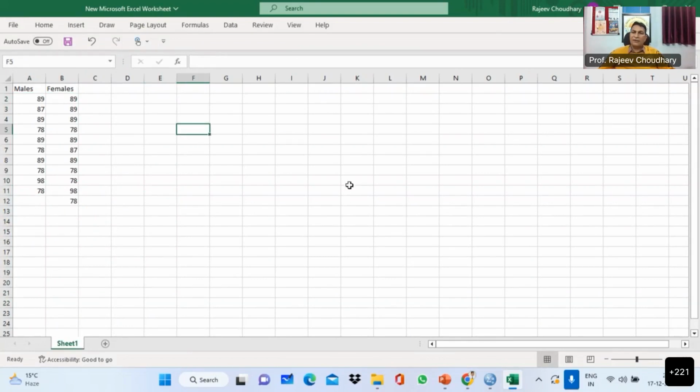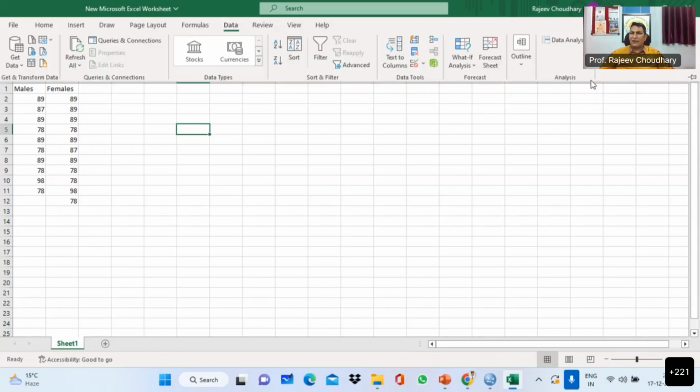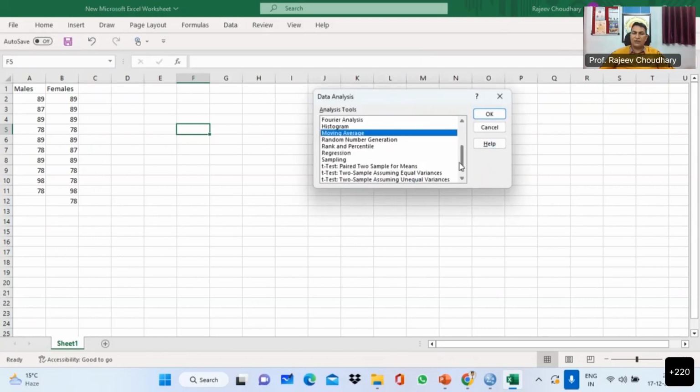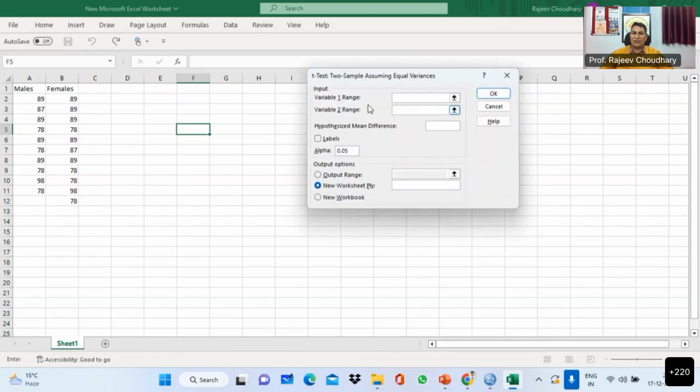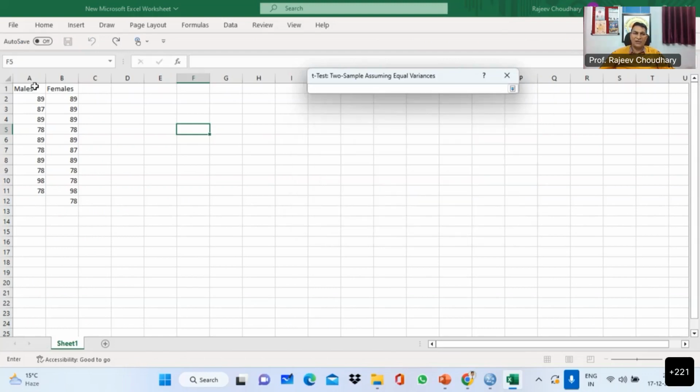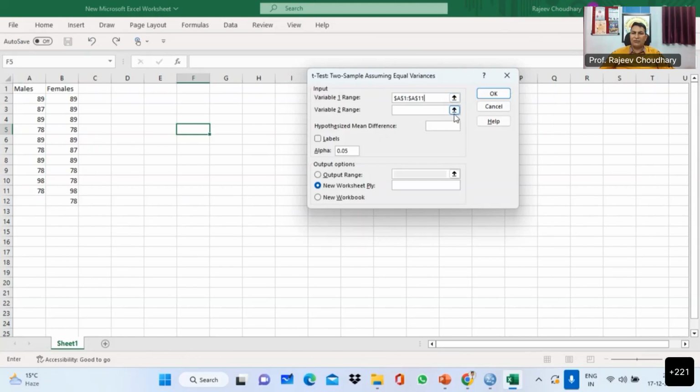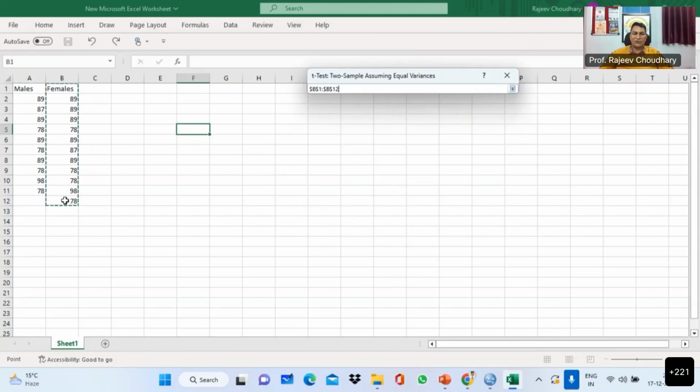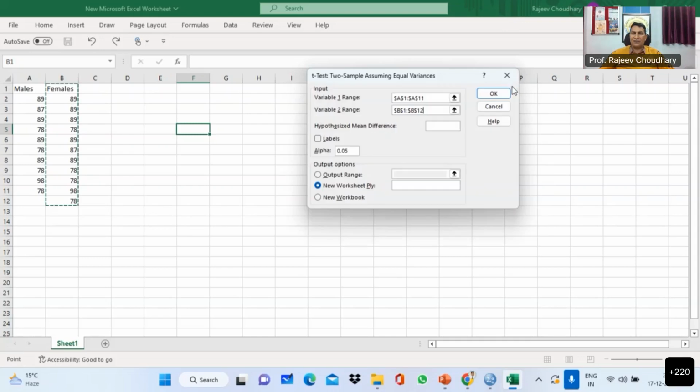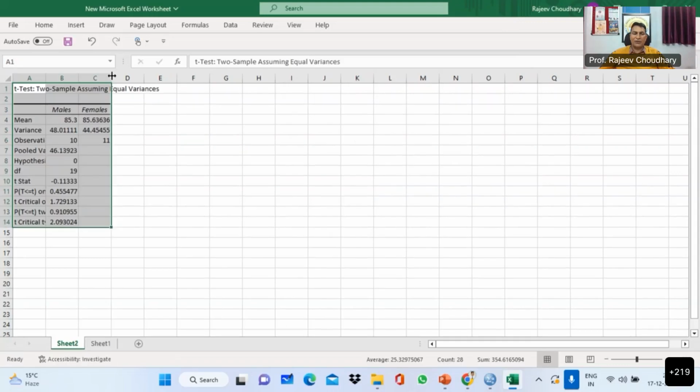Yes, I am demonstrating with the help of this Microsoft Excel. Click on data. You see this data analysis is there. Click on data analysis and find the two samples assuming equal variances. Click on that. Click on OK. There are two ranges, variable 1 range and variable 2 range. In front of the variable 1 range, click on the arrow, select all the scores, and again click on the same arrow. Now click on the arrow in front of the second range, select all the scores, and again click on this and opt for labels. Click on OK. The results will be in front of you.